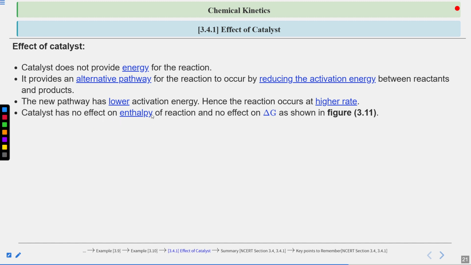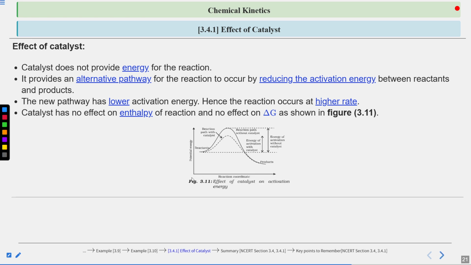A catalyst has no effect on the enthalpy of the reaction and no effect on the delta G, that is the free energy of the reaction. It also does not affect the different types of enthalpy, like enthalpy of atomization or enthalpy of dissociation. Enthalpy means energy, basically. And there is also no effect of a catalyst on the delta G, the free energy of the reaction, as shown in figure 3.11.